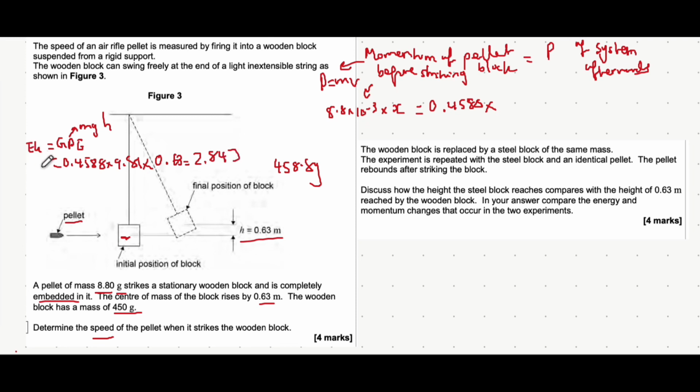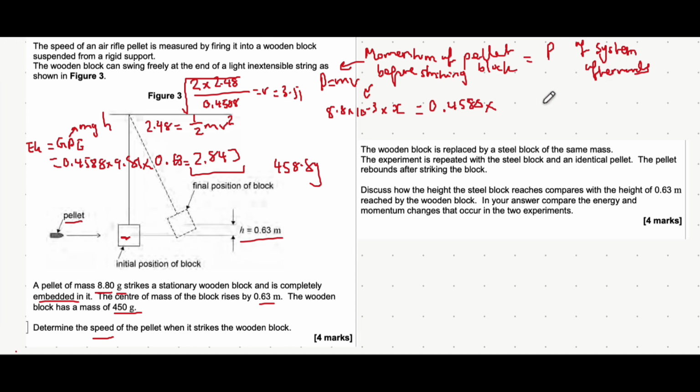Okay, that means that the kinetic energy that the pellet provides the block is 2.84 joules. So we can say that that kinetic energy is equal to a half mv squared. Rearranging this for velocity, we multiply both sides by 2, so 2 times 2.84 all over the mass, which is the combined mass of the pellet and the block, 0.4588, and that's equal to v squared. You can then square root both sides from there, and you get that the velocity that the pellet and block move off with is 3.51 meters per second.